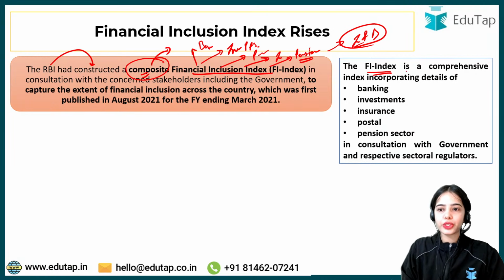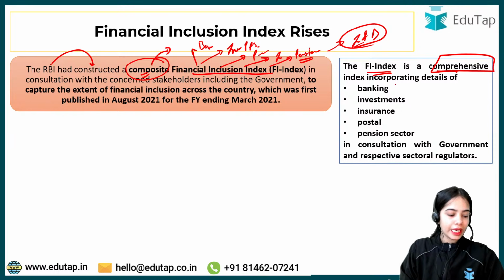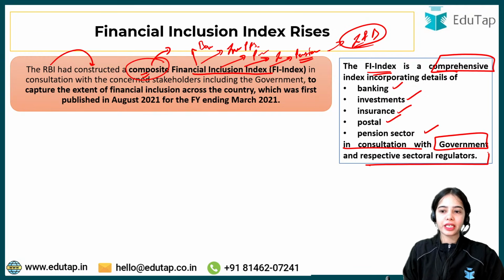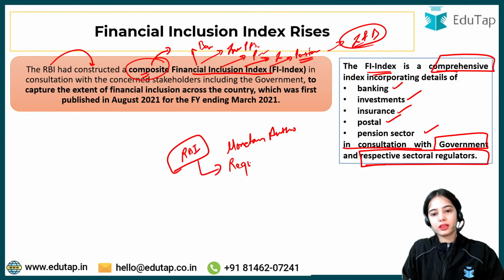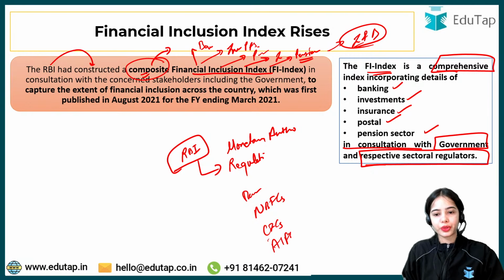So the financial inclusion index is a comprehensive index incorporating the details of banking, investment, insurance, postal, and pension sectors, in consultation with the government and the respective sectoral regulators. Now, I hope you know that RBI is the monetary authority that regulates the banks, NBFCs, the credit information companies, as well as the All India Financial Institutions and such.